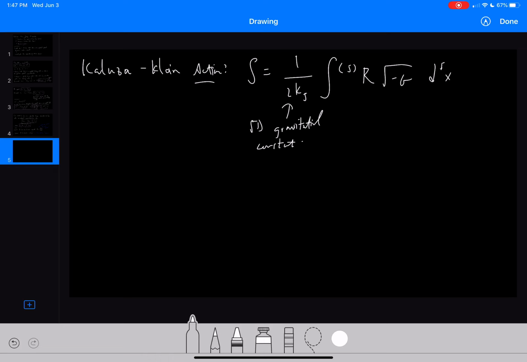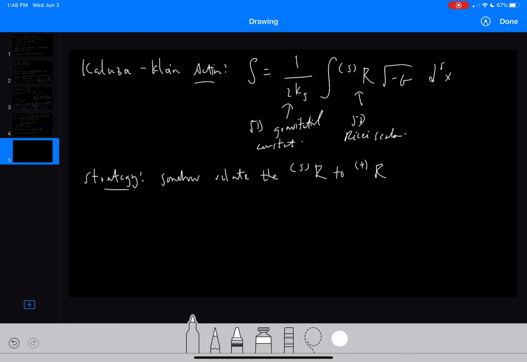And this is the 5D Ricci scalar. Okay, so the trick here, and the important point, or the strategy I would say, is as follows. It's to somehow relate the fifth dimensional Ricci scalar to the fourth dimensional Ricci scalar, because this is what we're used to, and this is the fourth dimensional Ricci scalar that shows up in GR, right?